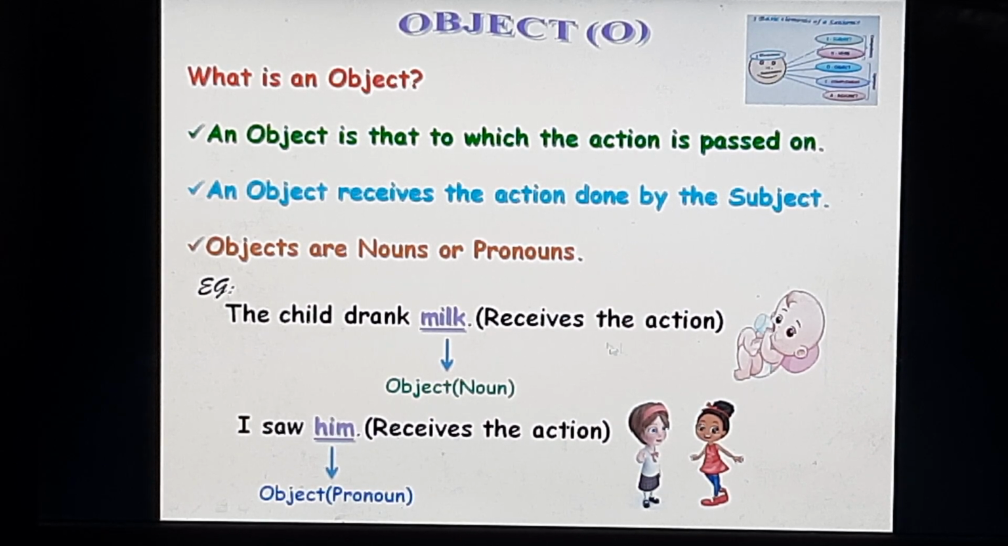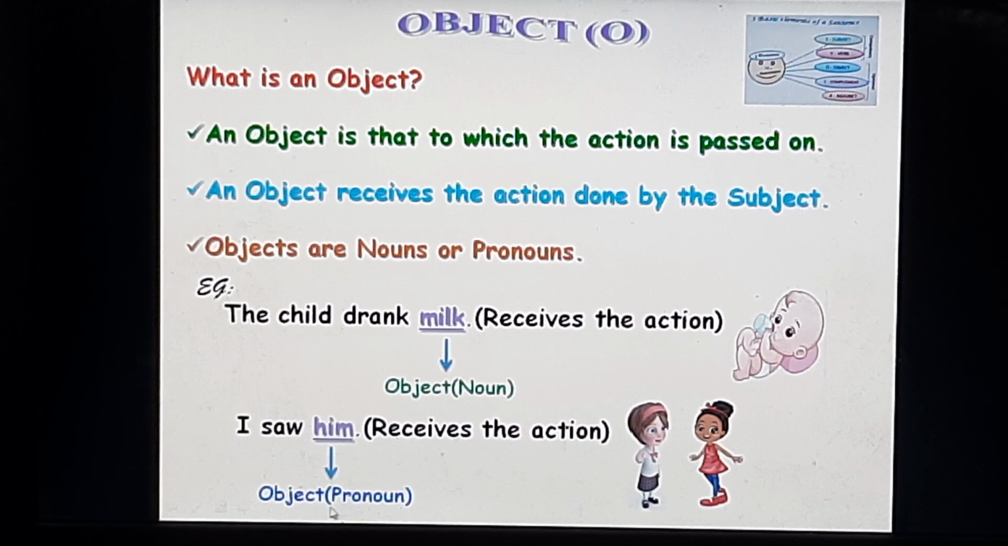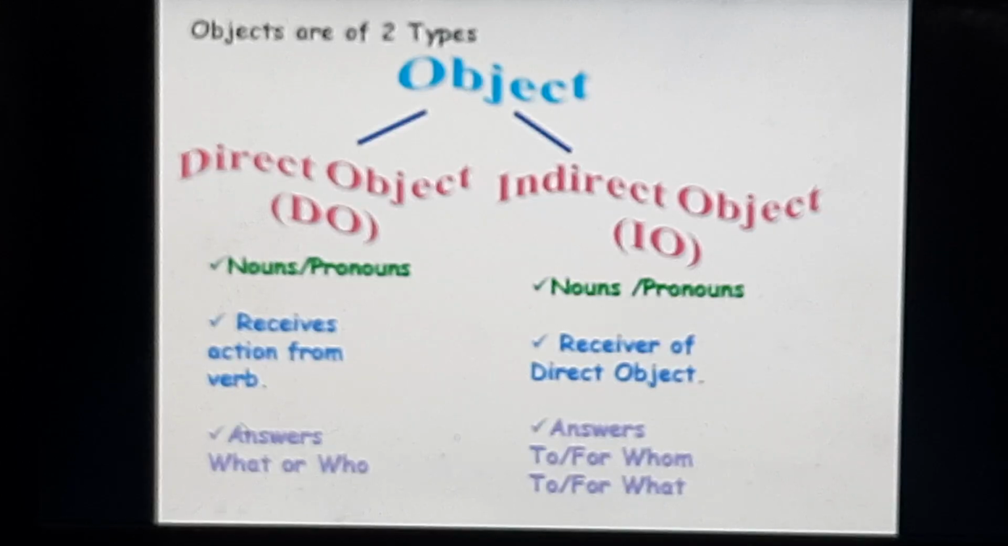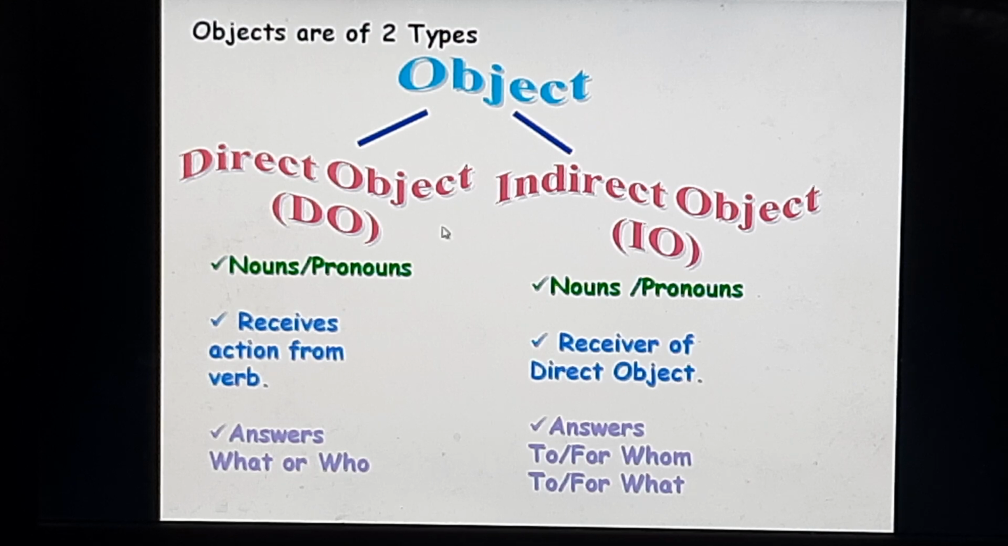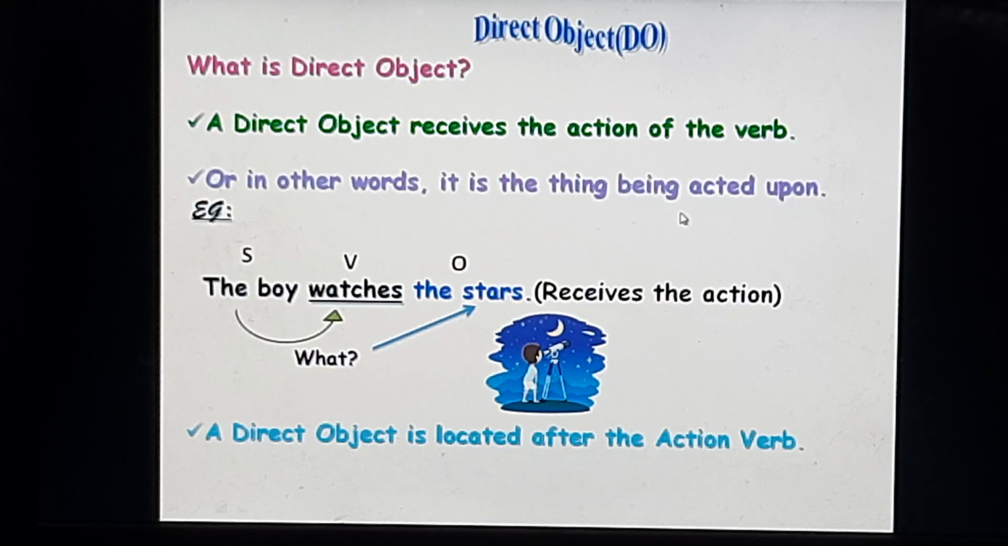It is a noun and it receives the action done by the subject, the child. I saw him. Him is the object, which is the pronoun, and it receives the action done by the subject I. Now, objects are of two types, direct object and indirect object.